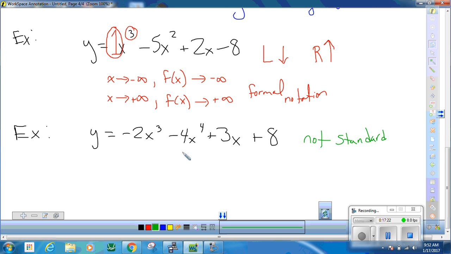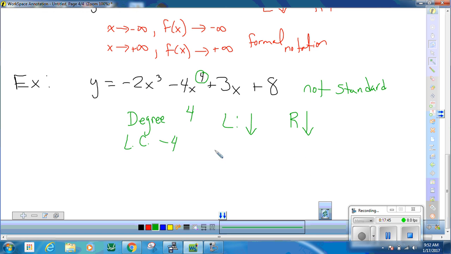All right, so the highest exponent is actually 4. So that's got a degree of 4 and a leading coefficient of negative 4. So when I look at that, the leading coefficient is negative, so the right arrow is going down. Left, the degree is even, so they've got to be doing the same thing, so that means that my left arrow has to be going down.